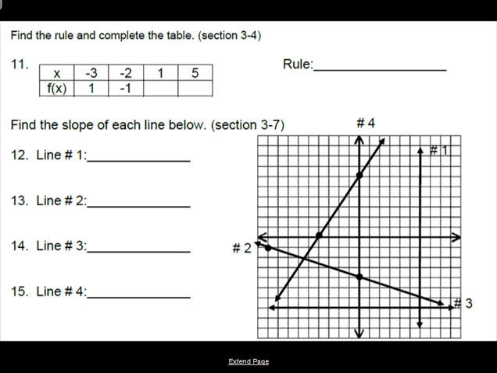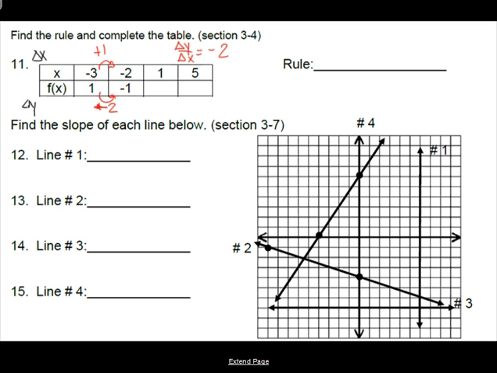Find the rule and complete the table. Here we have to find our rule. To find our rule, I'm going to find my delta x and my delta y. So I look at my change for each of these. For my x, it goes from -3 to 2, so that's a +1. For my y, or my f of x, it goes down by 2, so that's a -2. So my delta y over delta x is -2.